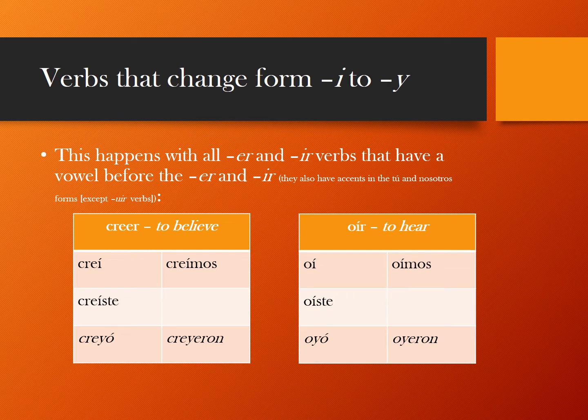Oír has a vowel in front of the IR, so it also has a Y at the bottom, the él form, ellos form. Oí, oíste with an accent. Oyó, oímos with an accent. Oyeron. Any verb that has a vowel in front of the ER or the IR does this. Bien.